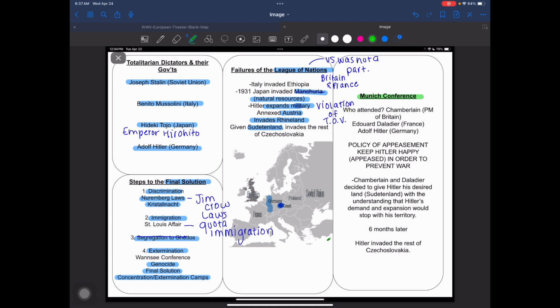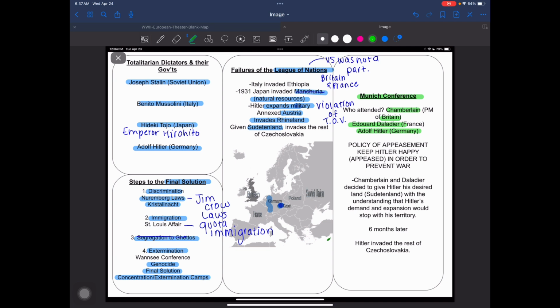But the Munich Conference here, it says who attended. This is very important. The leaders of the League of Nations. We've got Chamberlain, he's the Prime Minister of Britain. You can think of him as kind of being the president. We have Daladier here. He's going to be the representative for France. The two leaders, again, Britain and France, of the League of Nations, they're going to sit down with Adolf Hitler.